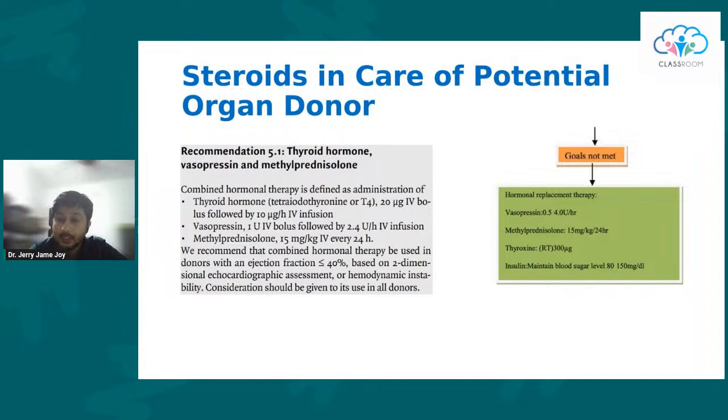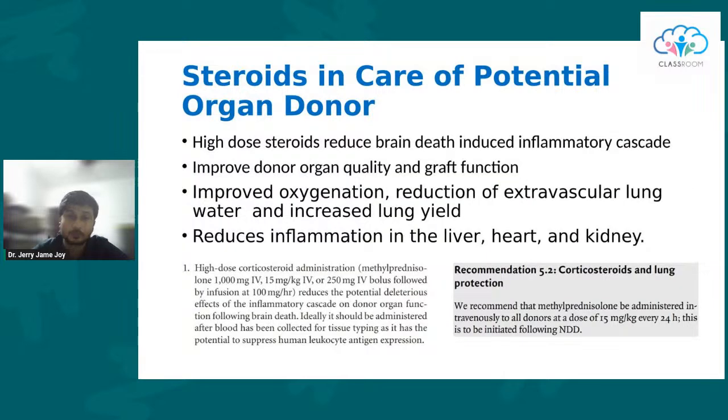So in the maintenance of care of patients, when we are unable to maintain the hemodynamic goals, with systolic blood pressure more than 100, with the first line drugs, the first line drugs include vasopressin, then noradrenaline and all. Then we have to suspect a hormonal deficiency. So here hormonal replacement therapy has to be given. It has to be given with vasopressin, methylprednisolone, thyroxine, and insulin.